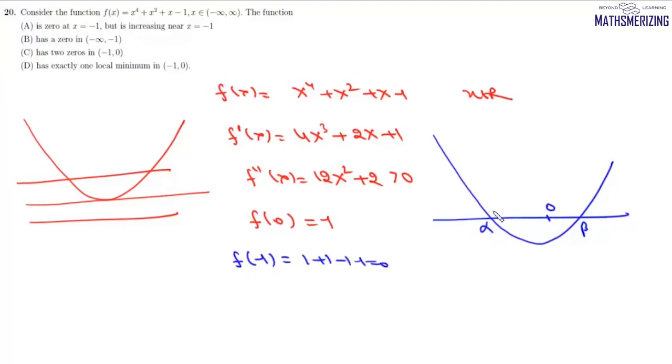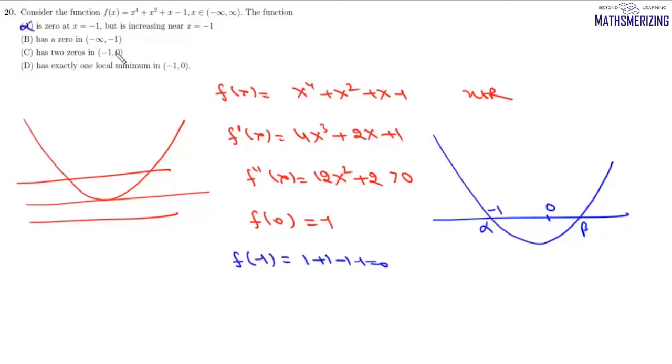So that means this root alpha is simply minus 1. And what about the other root? Now we look at the first three options. It is 0 at minus 1, but increasing near minus 1. It is wrong because it is decreasing near minus 1. So option A is wrong.